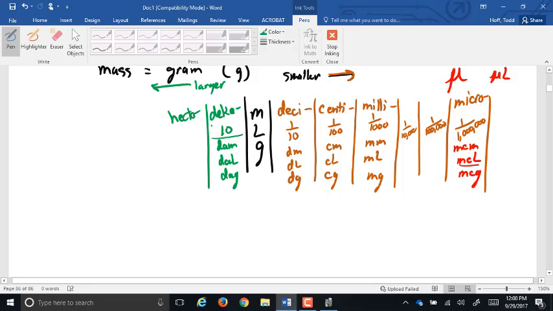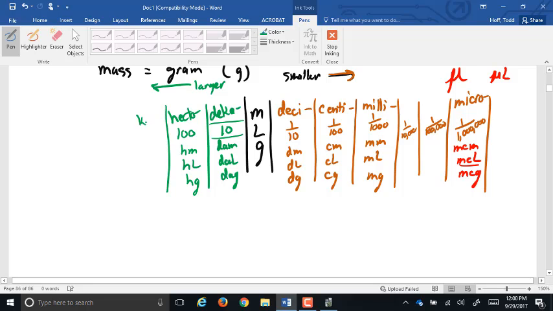Just 10. DAM is decameter. DAL is decaliter, yep. And DAG is decagram. That's okay. Hecto meant 100. So HM was a hectometer, 100 meters. HL was 100 liters. HG was 100 grams.